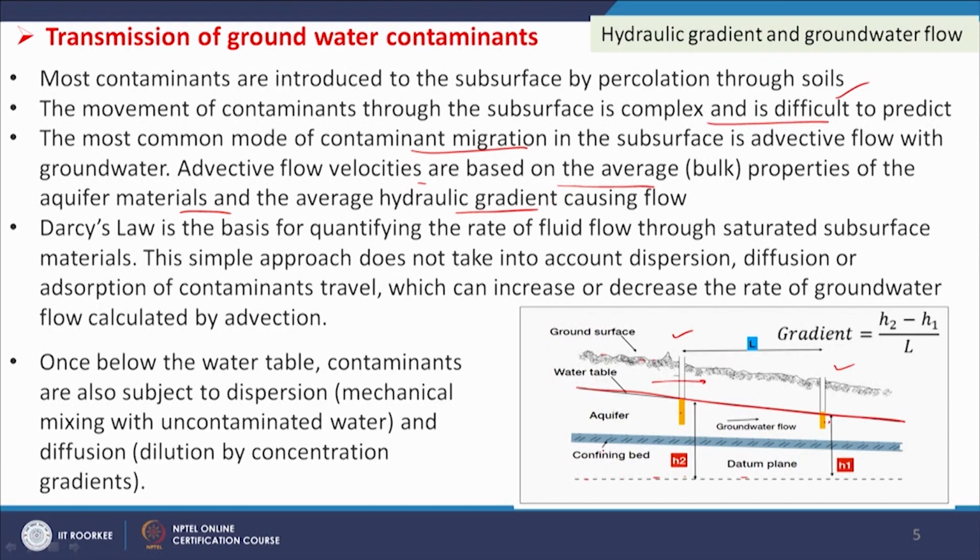And when the pollutants are in the water, there may also be some mechanical mixing or diffusion. Once below the water table, contaminants are also subjected to dispersion, that is mechanical mixing with uncontaminated water, and diffusion or variations in the concentration. These are basically the driving forces which help the transmission of the contaminants in the groundwater.